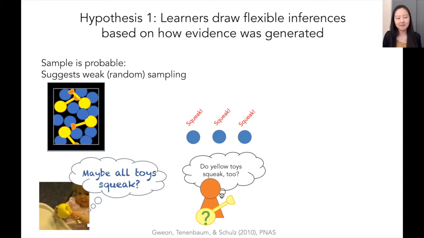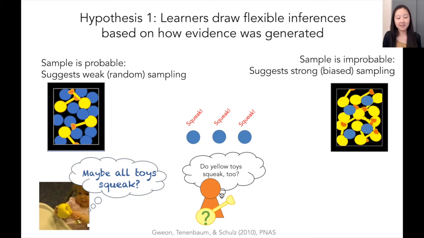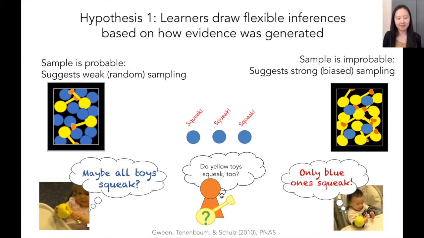However, if the same sample came from this kind of box, the sample is very improbable, which suggests strong or biased sampling. And why would I sample just these 3 blue toys out of a box that's mostly yellow? Presumably because only the blue toys squeak and the yellow toys don't. So if the baby understands this, they might not try squeezing the yellow toy as many times.